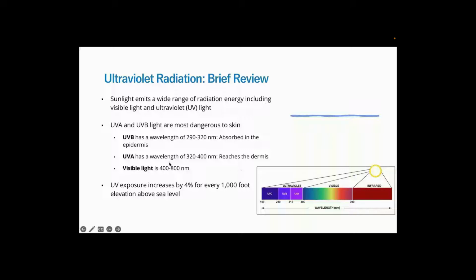We also know that the higher you get in elevation, the more UV exposure we get. UV exposure increases by 4% for every 1,000 feet of elevation above sea level. You may have heard of this when someone goes on a skiing trip to Colorado, not expecting to get sunburnt in the middle of the winter, but because of their increased elevation and increased UV exposure, they come back with a pretty bad sunburn.